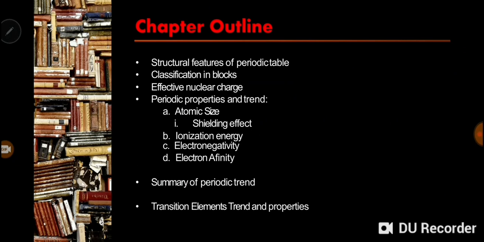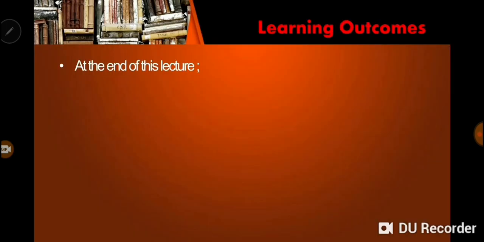For the chapter outline, we're going to touch on the structural features of the periodic table, classification in blocks, effective nuclear charge, and periodic properties and trends for atomic size, ionization energy, electronegativity, and electron affinity. There is a summary of periodic trends and transition element trends and properties.